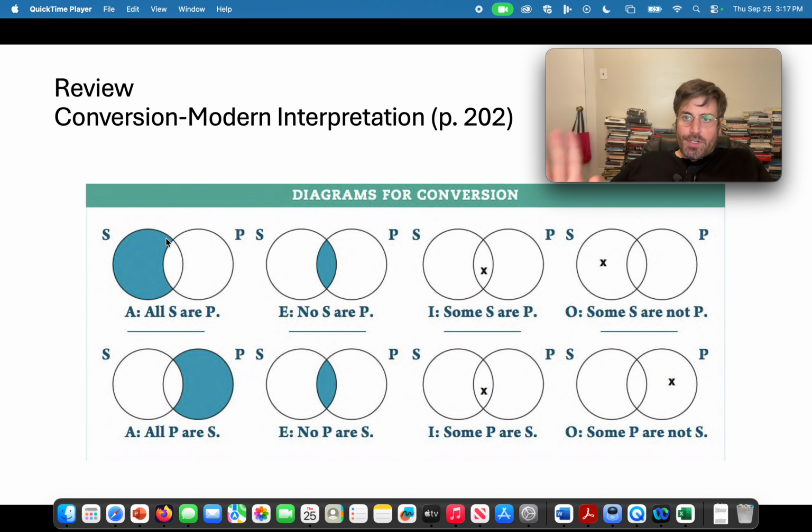However, on the traditional interpretation, we are allowed to limit the universal by bringing it down on the square of opposition to the I proposition and then applying conversion to the corresponding particular proposition. But that move is not allowed on the modern interpretation because we do not presuppose the existence of a universal class term. And notice that O propositions are always invalid when it comes to conversion on the Venn diagram. Some S are not P cannot validly be converted into some P are not S. So O is always invalid.